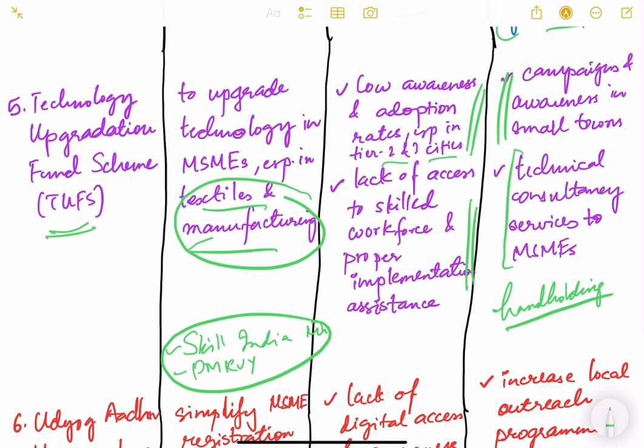Friends, it is very easy actually. Let me tell you, to tell on paper, that we can do these campaigns of awareness in small towns and we can have technical consultancy services for MSMEs. But practically speaking, to implement these is very, very difficult given the large size of our country and given that the onus to train these MSMEs or to give this assistance lies on the government.